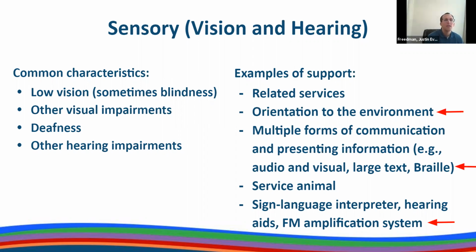We also may need to provide multiple forms of communication, whether it's presenting information, whether it's audio and visual, large text, or perhaps a student reads Braille. Or a student may have a sign language interpreter, hearing aids, or the teacher may use an FM amplification system where what they're speaking goes either to a speaker in the room that's amplified, or even directly to the student's ear.